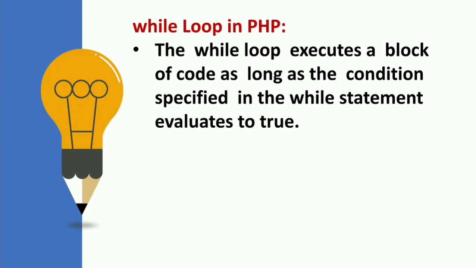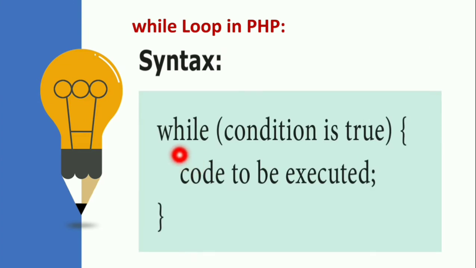Let's move on to the next loop, that is while. The while loop executes a block of code as long as the condition specified in the while statement evaluates to true. So until the specified condition is true, the particular block will be executed multiple times. So now look at the condition. while is the keyword, and we should write it in lowercase.